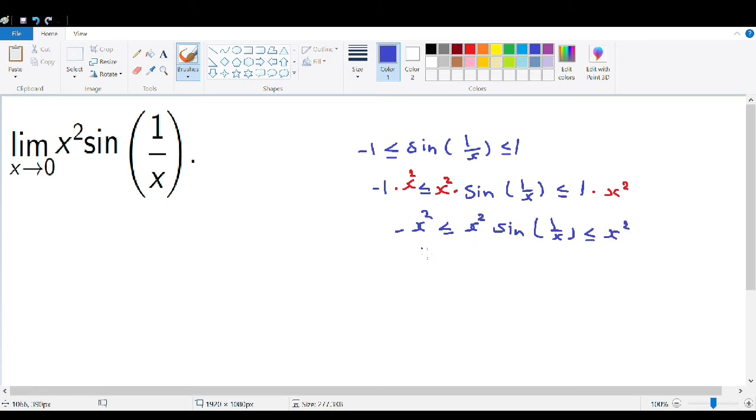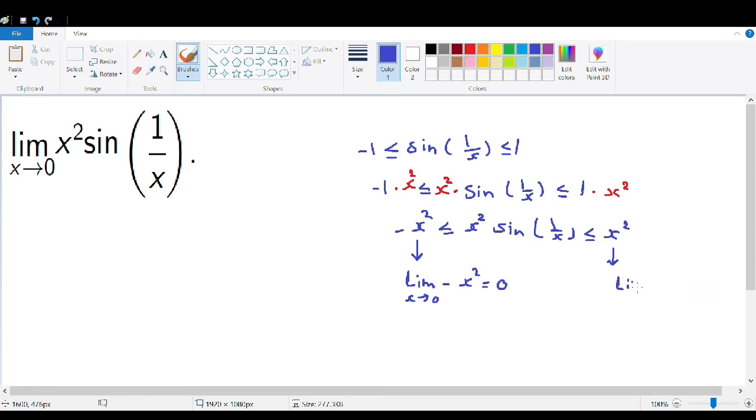So now by squeeze theorem we will find the limit of this function and the limit of this function. Since the question says the limit when x approaches 0, we need to evaluate the limit of minus x squared when x approaches 0. And remember, since the question says x approaches 0, you need to write x approaches 0 only, without from left, without from right. So when x approaches 0, it is equal to 0.